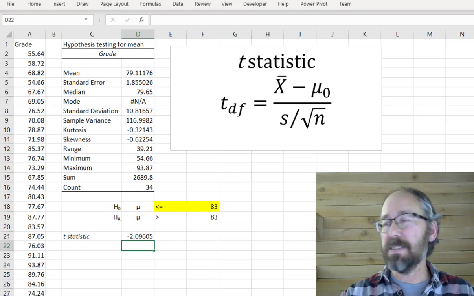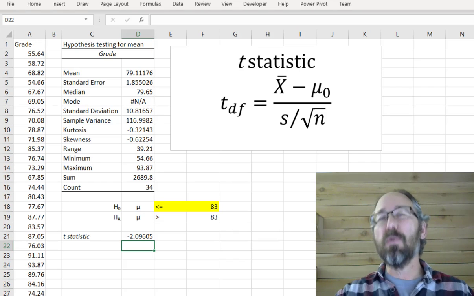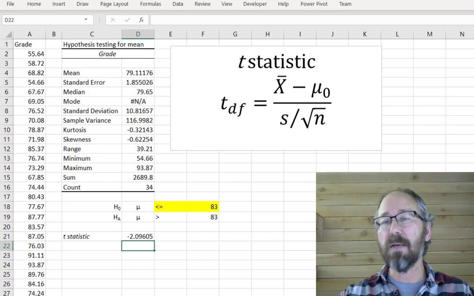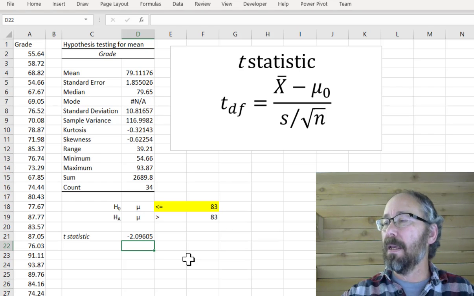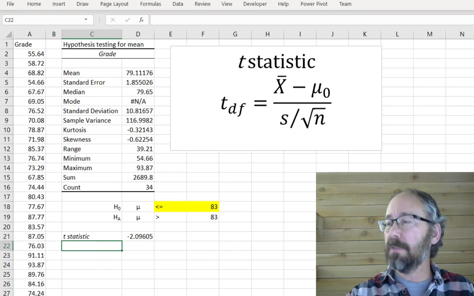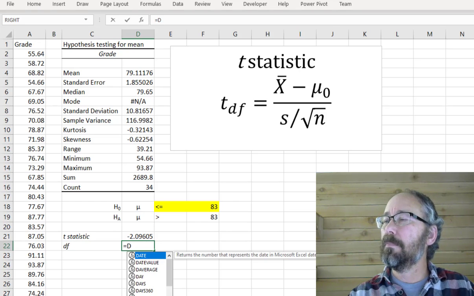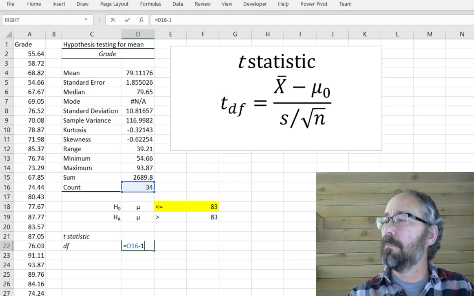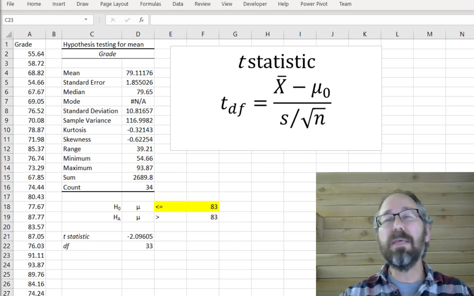So we get a T-statistic of negative 2.09605. Now, that doesn't mean a whole lot. Ultimately, we're trying to get to the p-value. That's what we're interested in, and we'll talk about that as we get closer. To get the p-value, we need to also have those degrees of freedom. We'll be using those. And so we'll just enter that formula. Of course, that's the degrees of freedom for this T-statistic. Now we want to get the p-value.